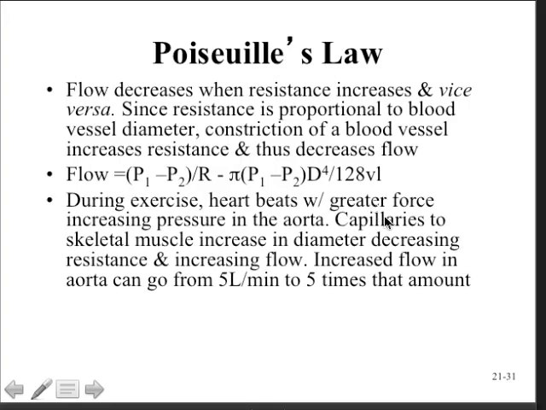Remember that during exercise, the heart beats with more force to deliver more oxygen and nutrients to skeletal muscle to carry out activity, basically to pay the energy debt. And this results in increasing pressure in the aorta. Capillaries to the skeletal muscle increase in diameter, and this decreases resistance and increases the flow to the tissue. Increased flow in the aorta can go from 5 liters a minute to up to 25 liters a minute. So keep that in mind the next time you're exercising.